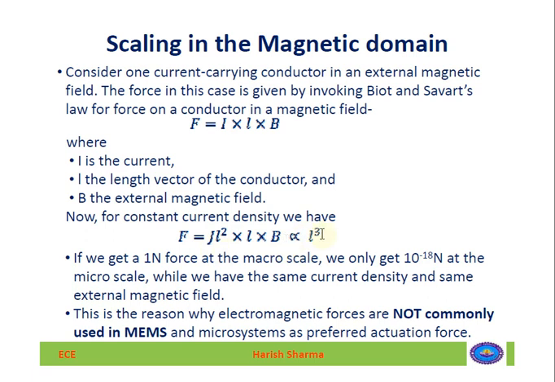Again, if we get 1 Newton force at macro scale, we will only get 10 to the power minus 6 multiplied by 3, that is 10 to the power minus 18 Newton force at micro scale, while keeping the same current density and the same magnetic field. This is the reason why magnetostatic and electromagnetic forces are not commonly used in MEMS devices and microsystems as the preferred actuation force. Here we only use electrostatic force.